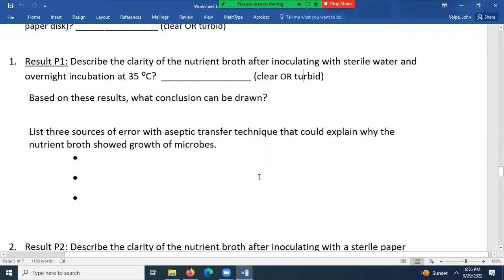And then list 3 sources of error with aseptic technique that could explain why the nutrient broth showed what it did, growth of microbes. So 3 possible errors. Okay, and they don't have to be necessarily the one that did it, but they have to be a possible error.